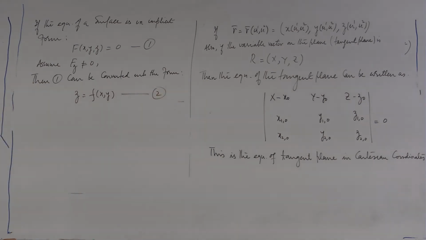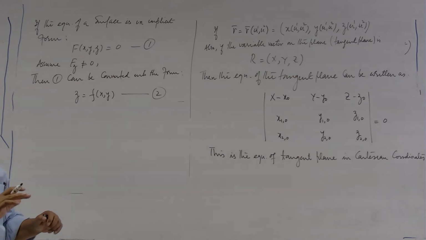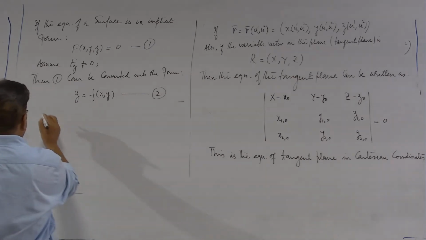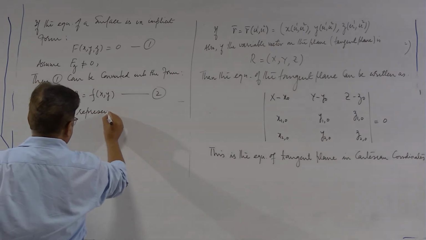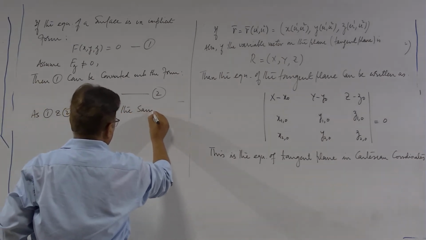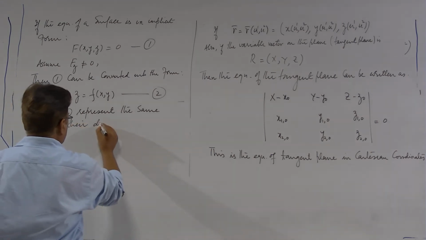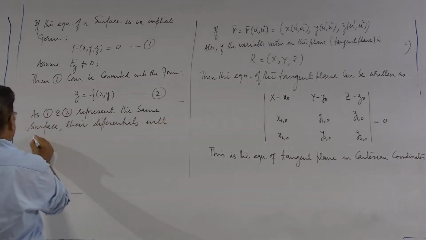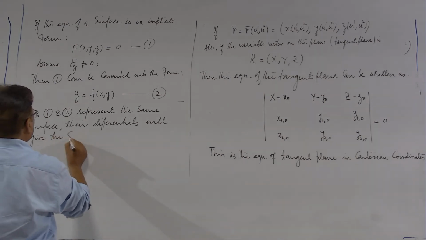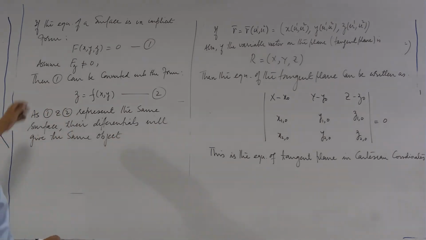So, the important thing to be noted down over here is that both 1 and 2 represent the same surface. As 1 and 2 represent the same surface, their differentials will give me the same object. Okay, so let me differentiate 1 and 2.